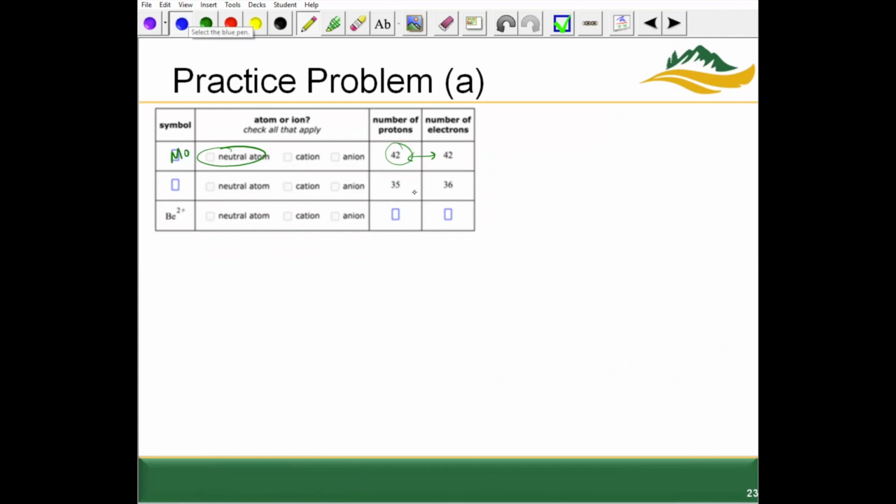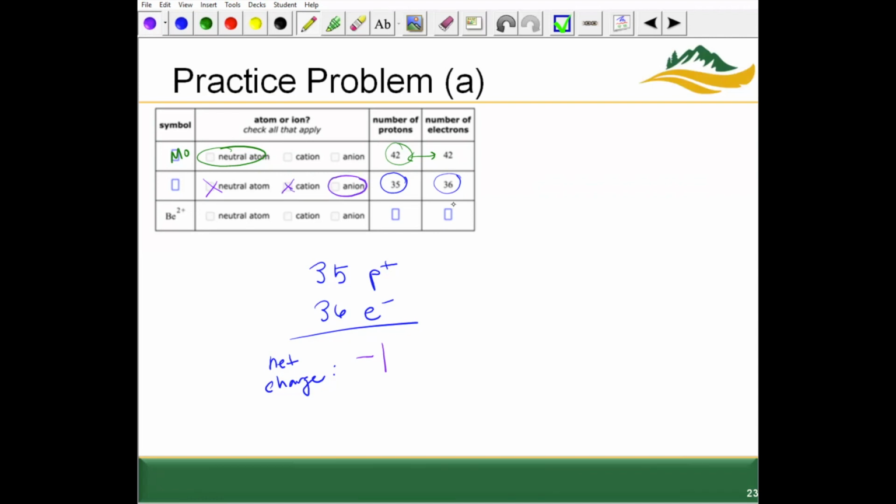Okay, what about this one? We have 35 protons, but we have an extra electron. So this is not going to be a neutral atom. Let's figure out the charge that it'll have. It has 35 protons, 36 electrons. The net charge then is -1 overall. If this has a negative charge and it's gained an additional electron here, we know we have an anion.